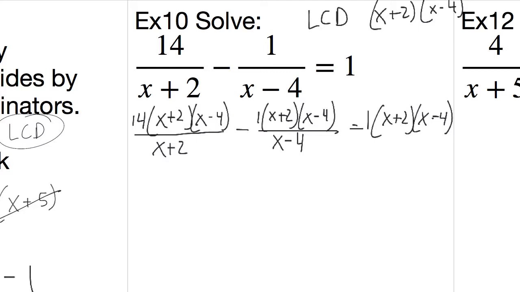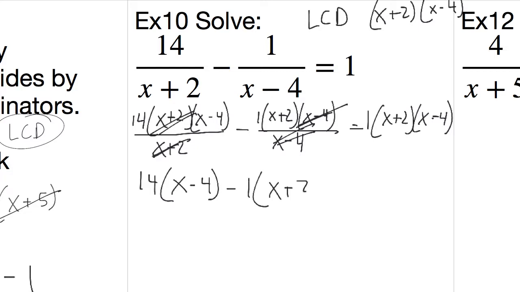But check this out. The reason we're doing it is because now we can cancel. Oh, canceling. The funnest part of Algebra 2, aside from getting the answer, has got to be just ripping these. There we go. What we're left with is 14 times x minus 4, minus 1 times x plus 2, is equal to, I'm just not even going to write the 1, x plus 2 times x minus 4.